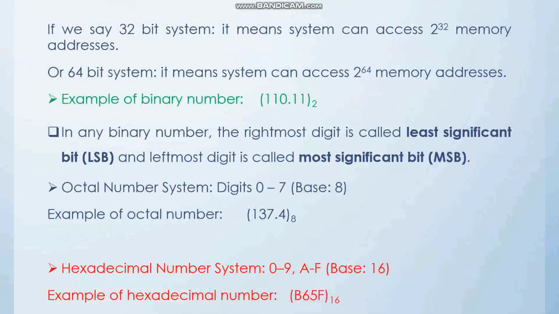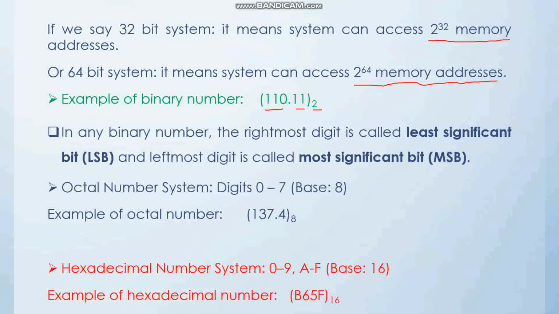So if we say a 32-bit system, it means the system can access how many addresses? 2 raised to the power 32 memory addresses. If it is a 64-bit system, then how many addresses? 2 raised to the power 64 memory addresses can be accessed. So an example of a binary number is 110.11. Now I am not calling it 110, I am calling it 110.11. The base is 2. In any binary number, the rightmost digit is called the least significant bit, and the leftmost digit is called the most significant bit. So LSB and MSB, these are the 2 concepts.